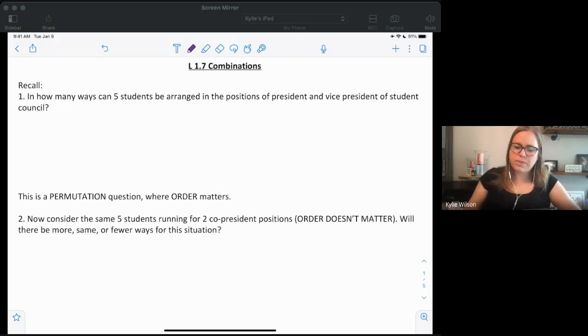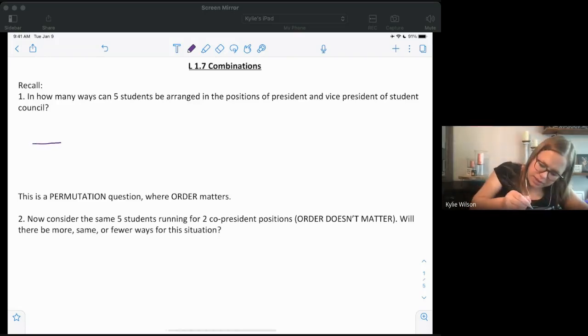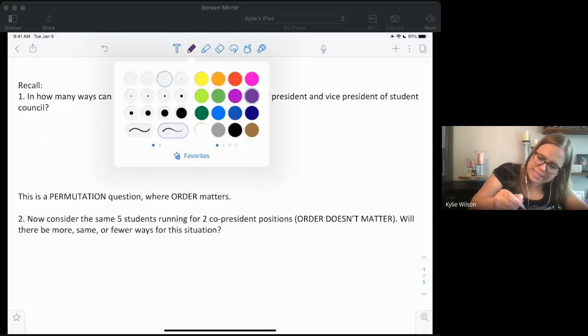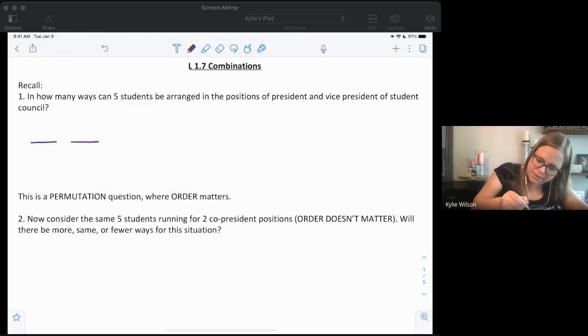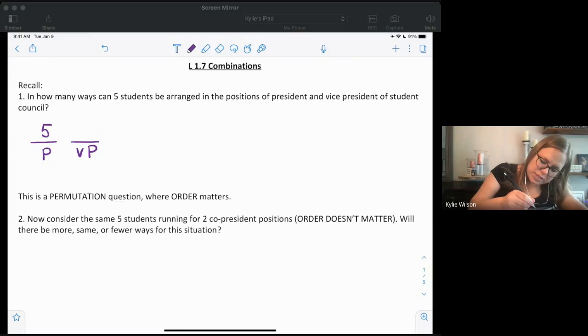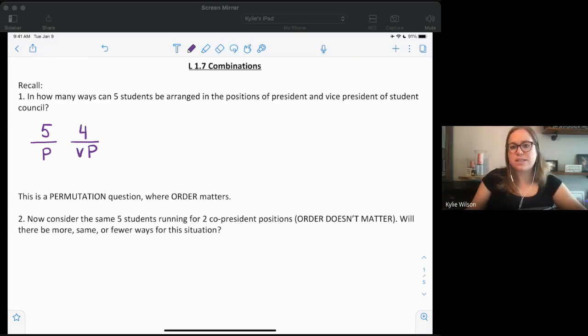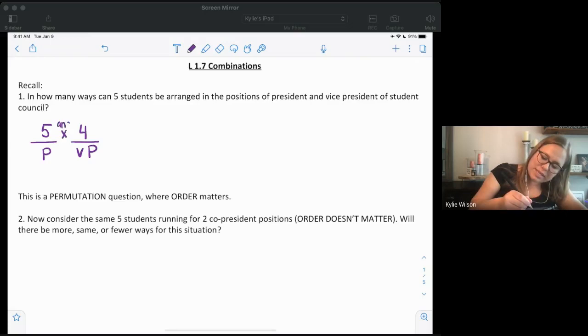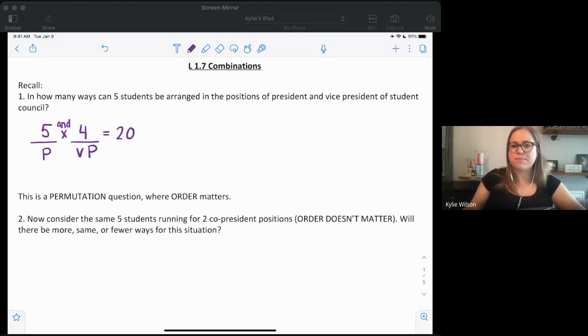So what I'm going to do is outline my 2 spots for president and vice president. Now we have 5 students, so that means we would have 5 choices for president. Then because 1 student has already been selected, we have 4 students for vice president. Because we require a president and a vice president, we multiply, which will give us 20.